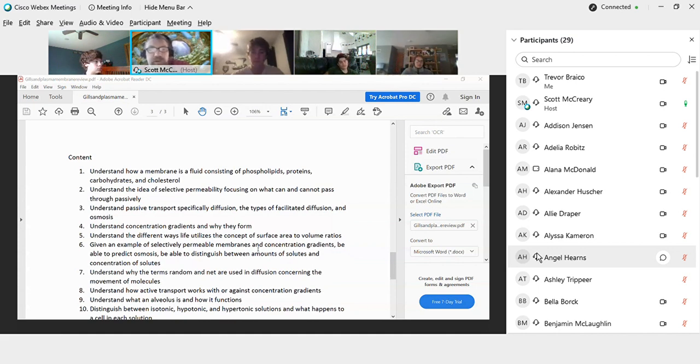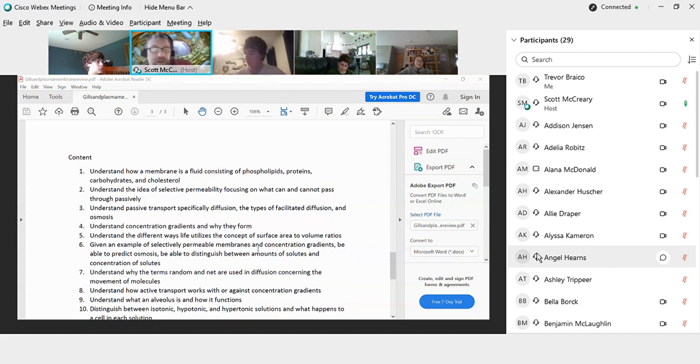5, understand different ways life utilizes the concept of surface area to volume ratio. I'm thinking alveoli. I'm thinking about plant roots, how they send out those tiny little roots to get water. I'm thinking about gills. All those things are ways life actually does this. 6, given an example of selective permeability, selectively permeable membranes and concentration gradients, be able to predict osmosis, be able to distinguish between amounts of solutes and concentration of solutes. That is describing the picture that I drew for you, the before and after picture. Okay? I think we covered that pretty well.